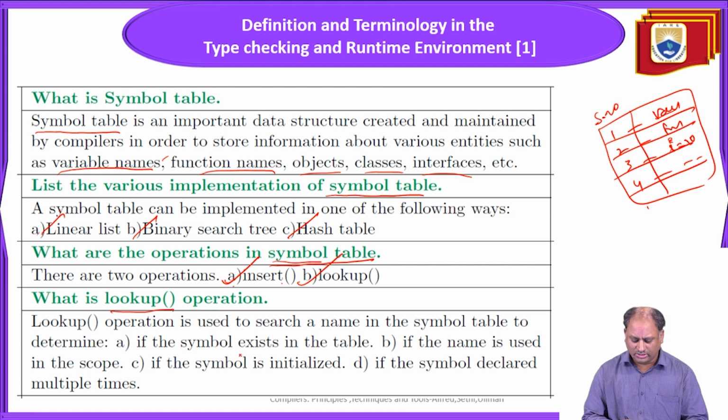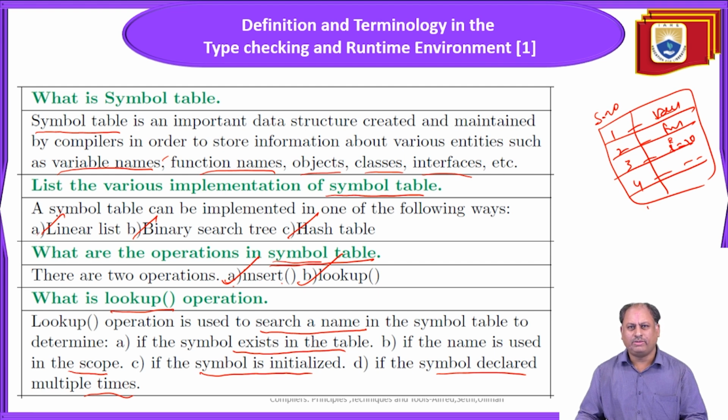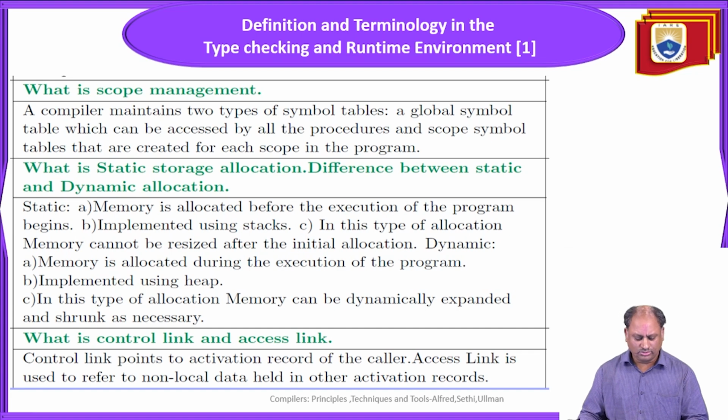So what is the lookup operation? Here you want to search for a particular name, whether it is available in the symbol table or not. And if the symbol exists in the symbol table, what is the scope, what is the name to be used, what is the symbol to be initialized, and how many times it is declared. Those things are verified by applying the lookup operation on the symbol table. And what is scope management? Here there are two types of symbol table. One is the global symbol table, which can be accessed by all the procedures, and the other is the scope symbol table, which is actually within the scope only. Throughout all procedures, the global symbol table can be accessed anywhere.